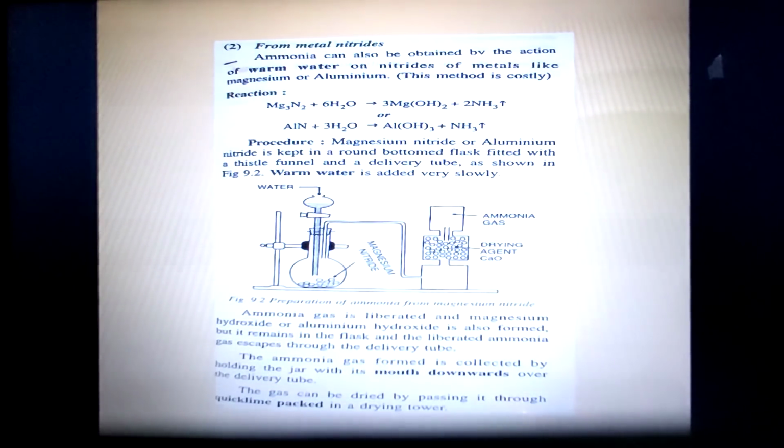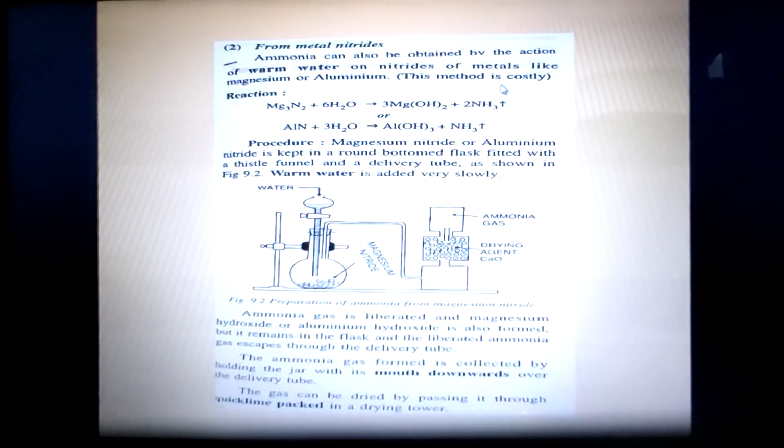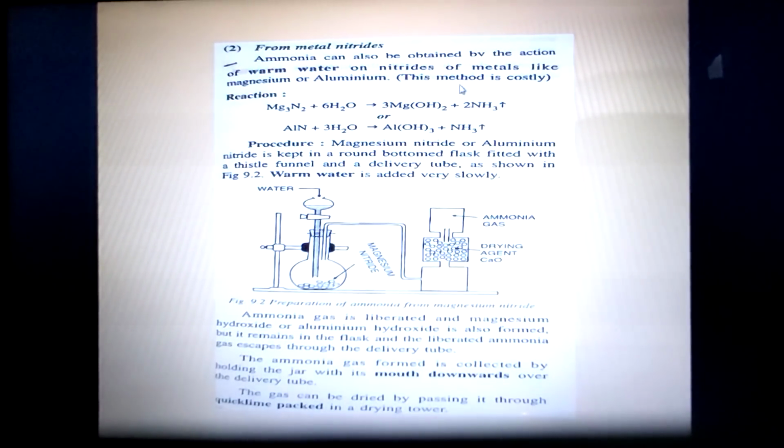Ammonia gas evolved in this method is also collected after drying, and the drying agent is quicklime, and it is also collected by downward displacement of air or upward delivery of gas. So the collection and drying method are the same, only the reactants are different here. But this method is not very popular because it is costly.